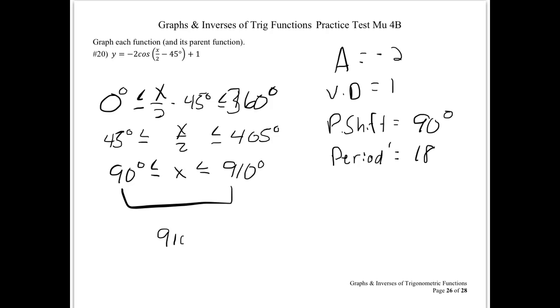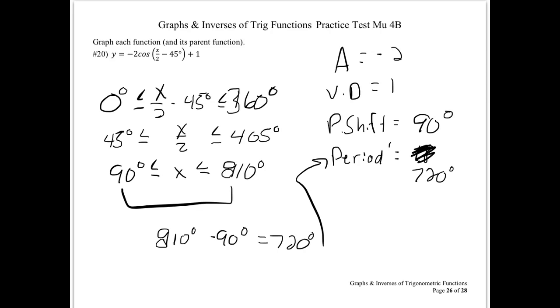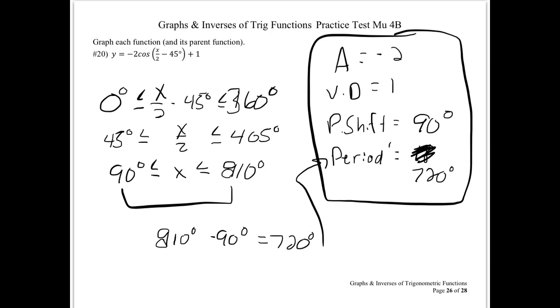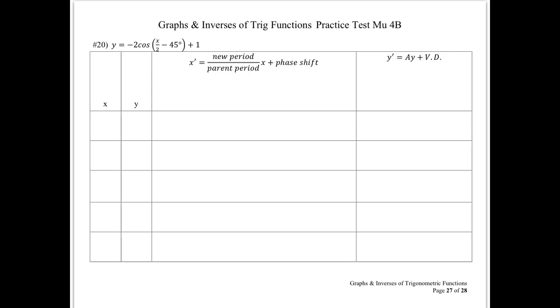if I take 910 minus 90, you know what, I multiplied wrong. 405 times 2 is 810. 810 minus 90 is 720, which makes more sense. So my new period, 720 degrees. So with this information in my table, I'm going to be able to graph this successfully.